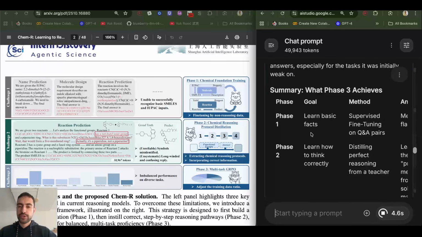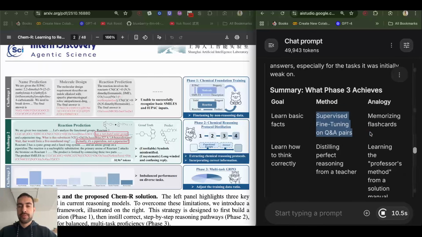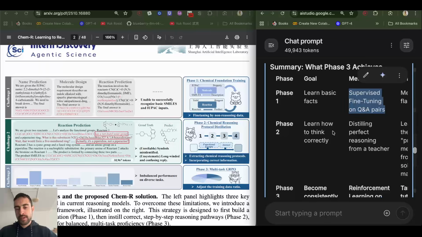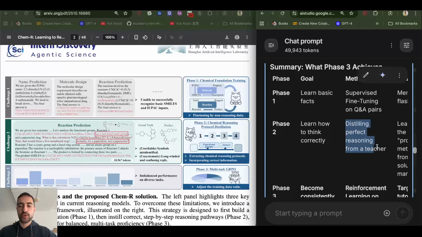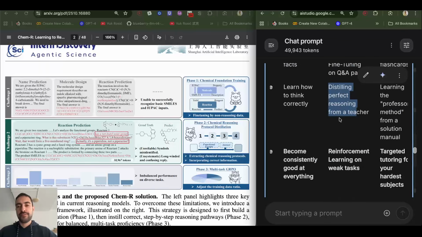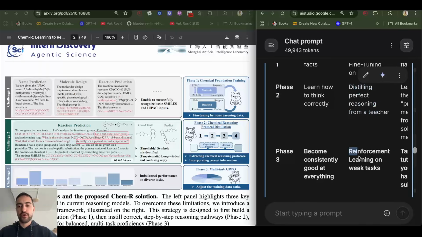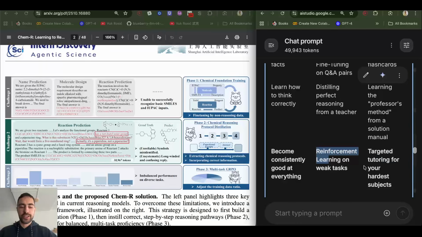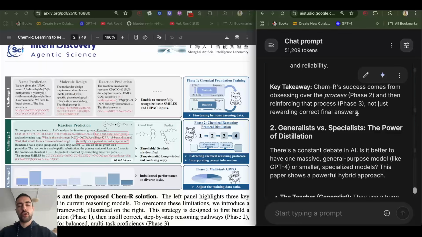So phase 1 is supervised fine-tuning on question-answer pairs to memorize more knowledge about chemistry. Phase 2 is distilling perfect reasoning from the teacher to teach it how to reason. And now that it knows the format of reasoning, phase 3 uses reinforcement learning to improve that reasoning, especially the weaker tasks, the weaker knowledge it has, and reasoning. A notable difference in this method is phase 2, where the researchers focus a lot on the process of reasoning, teaching it how to reason, and then just reinforcing that reasoning later with outcome rewards.